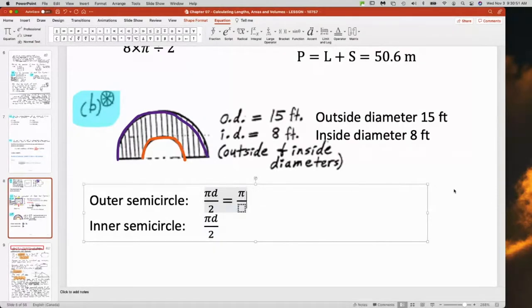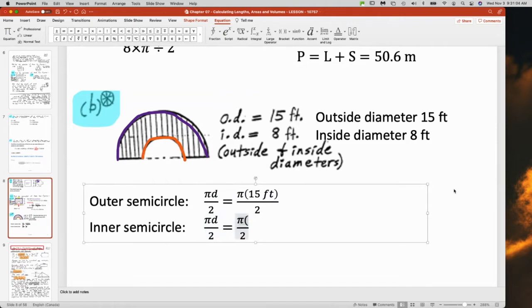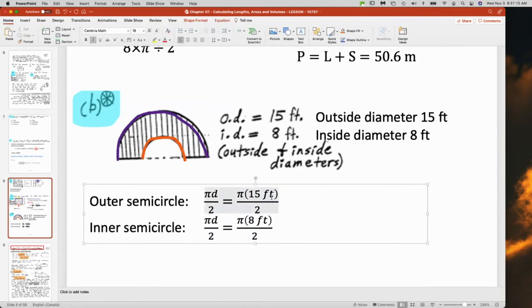I will catch up to you, Nicholas. Thank you. So pi times 15 feet divided by 2, and pi times 8 feet divided by 2. Okay, so I'm going to deal with those two now with you. So pi times 7.5. So that's the first one there. We got that one now. So that's 23. I'm going to put extra decimals here.